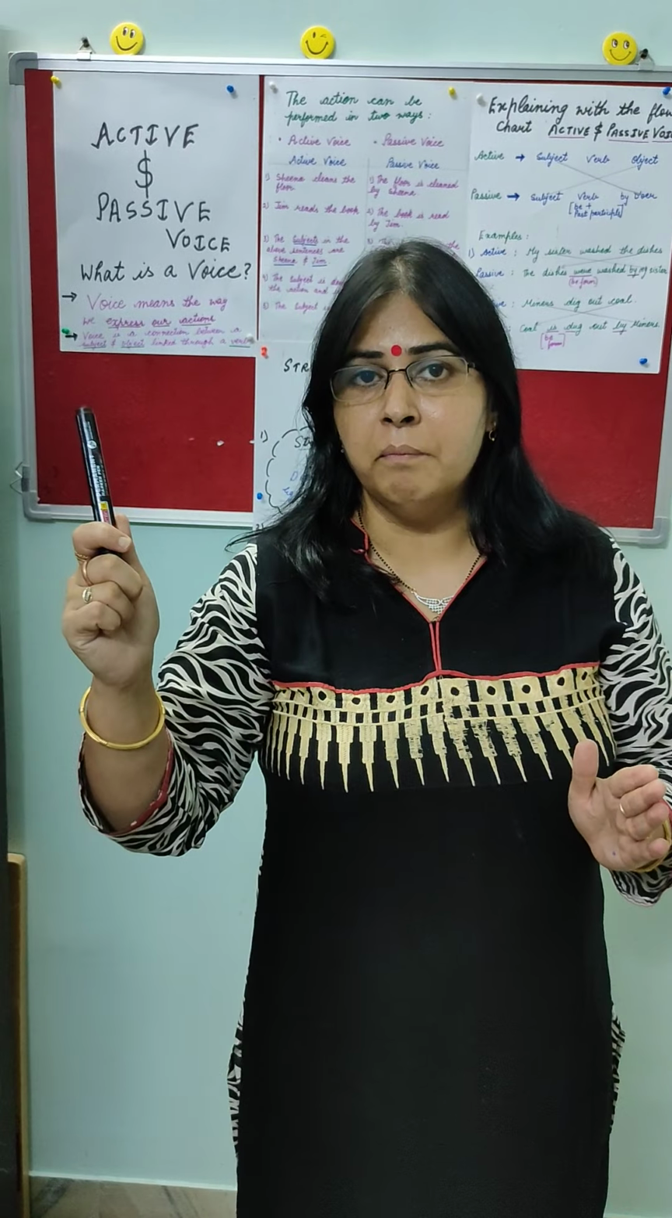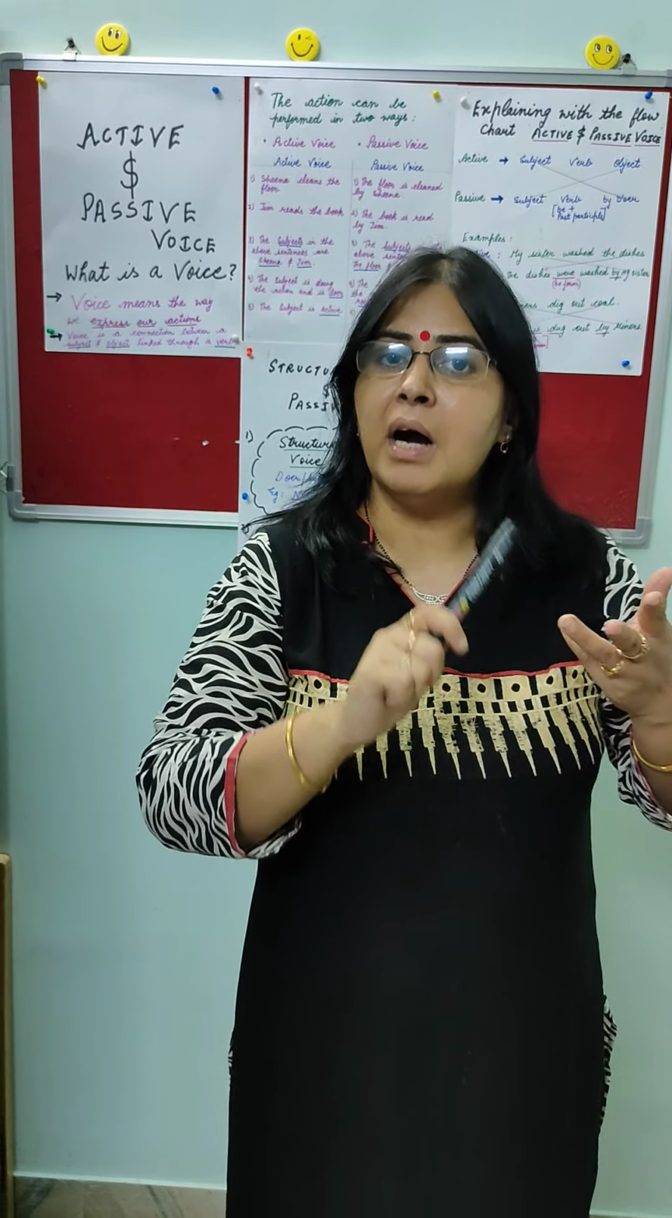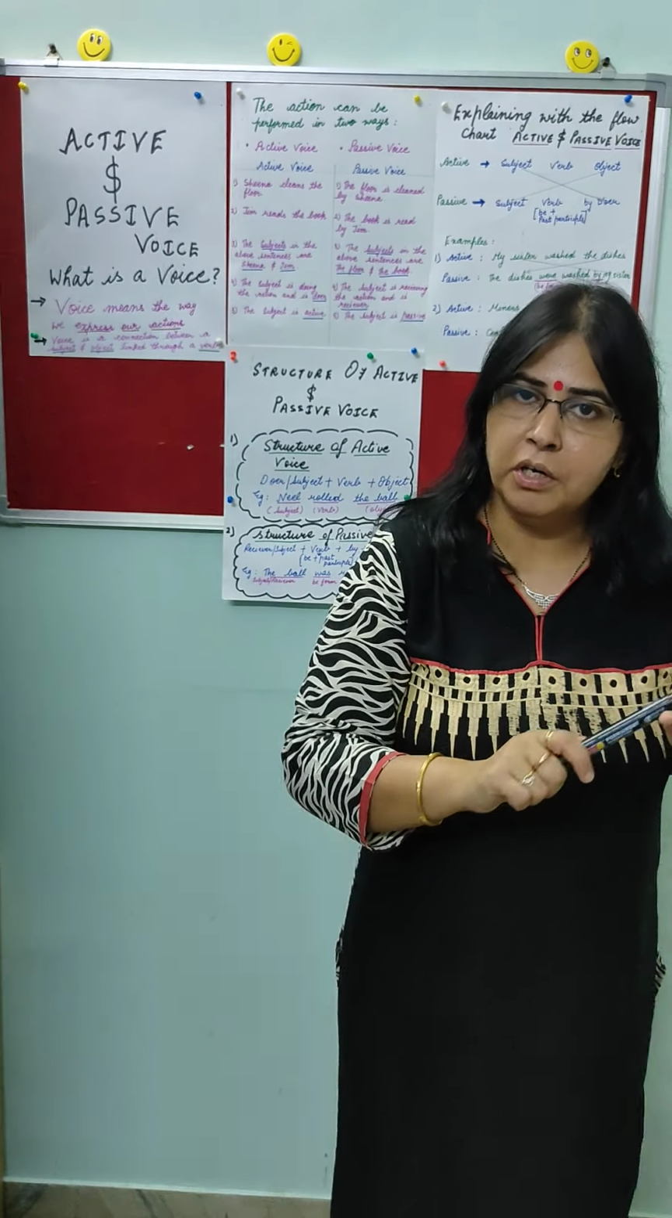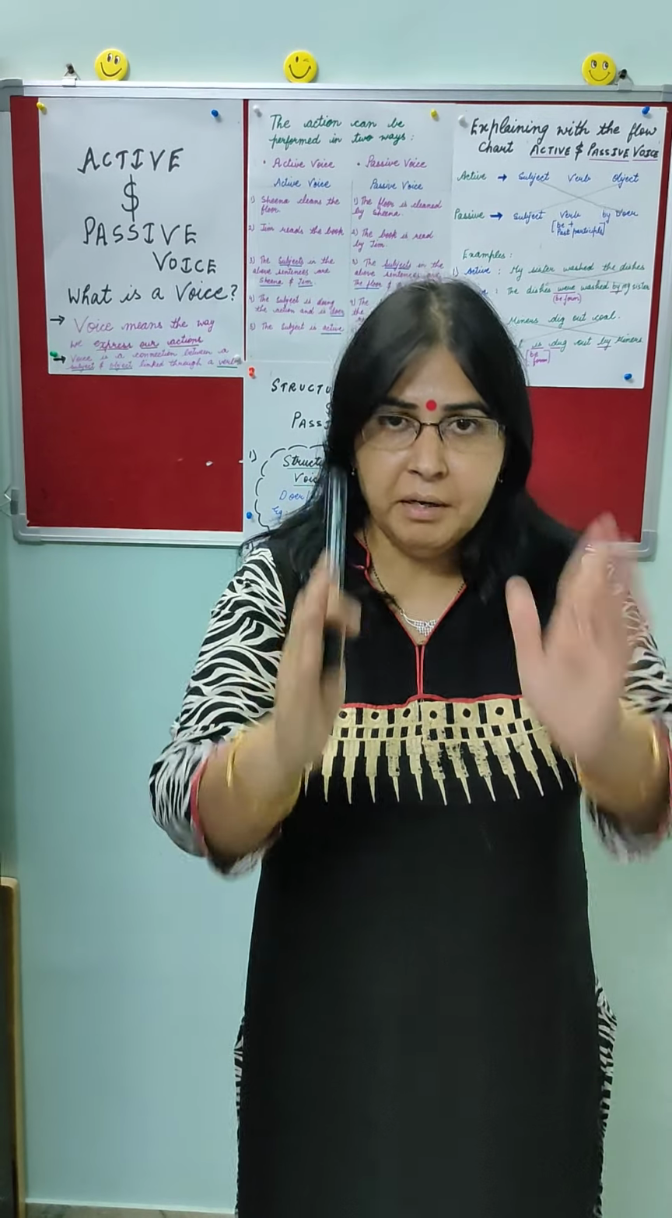What is the be form? We did it in the last class. Be form is am, is, are, was, were, has, have, had. So I think I made myself clear.